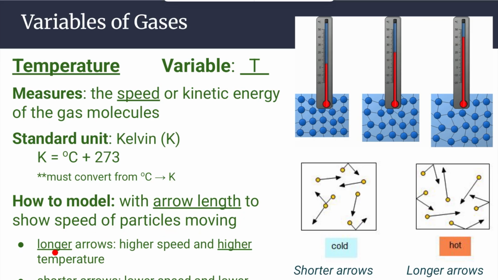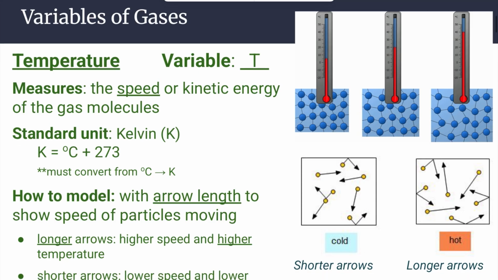And so a longer arrow is going to represent the molecules moving at a higher speed and therefore a higher temperature. A shorter arrow is going to represent a lower speed molecule, and so that would be a lower temperature. And so we can change the length. We really are looking at relative lengths, so if something's cold, we are going to show visibly shorter arrows versus longer. Or hotter, we would show visibly longer arrows.